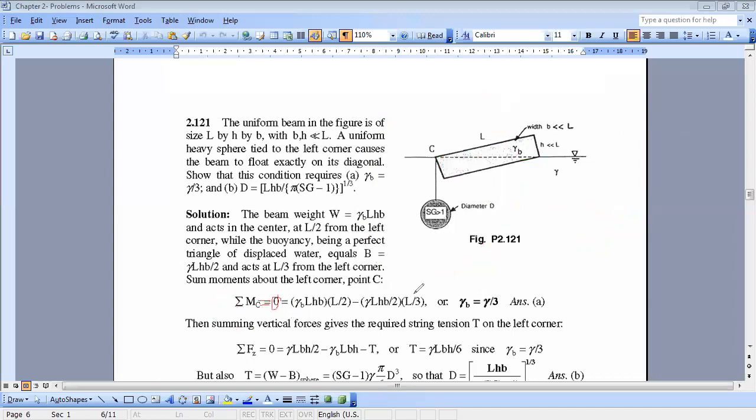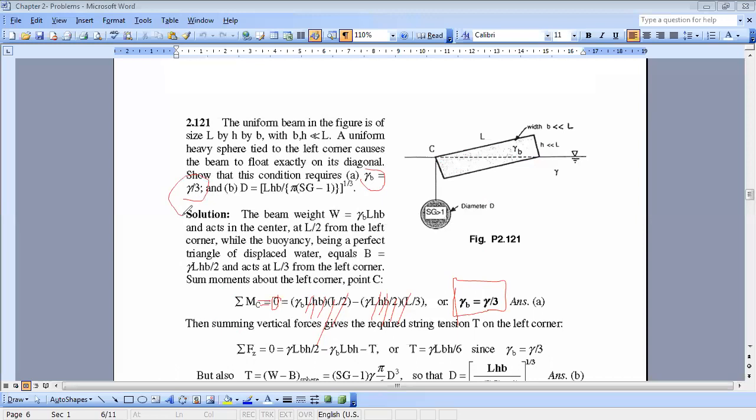If you compare terms, LHB will cancel out. You have L times L and over 2. What will remain is that gamma of the body should be equal to gamma over 3. You can verify that gamma of your body is smaller than gamma of your fluid. It's 1/3 gamma of your fluid. And this is what we wanted to prove here.